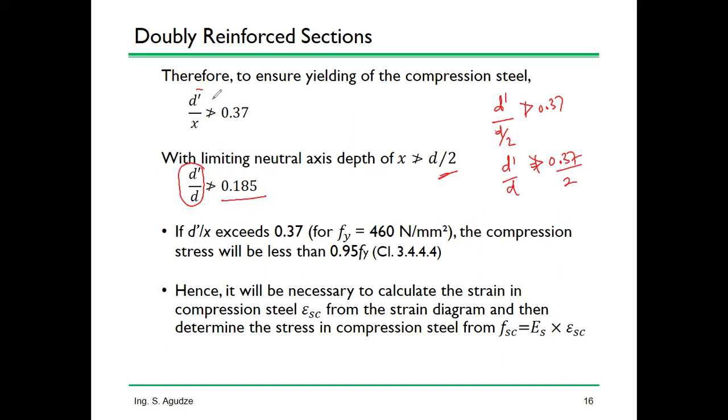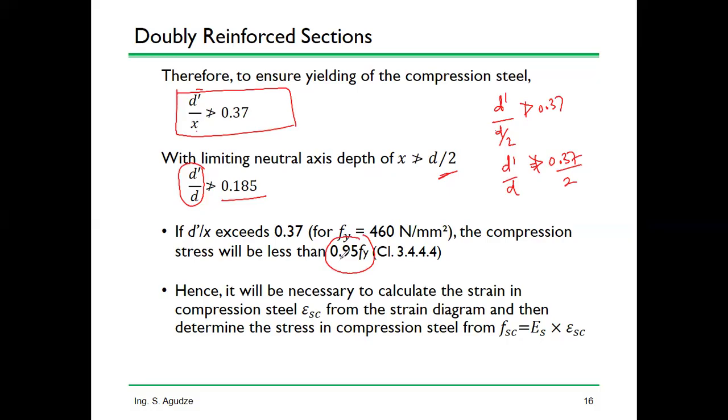But if you check d prime over x, which is directly in the code, then your limit should be 0.37. And this must be checked. If you check and this is fulfilled, then we are saying that the compression steel has yielded and the stress in the reinforcement will be this particular one.